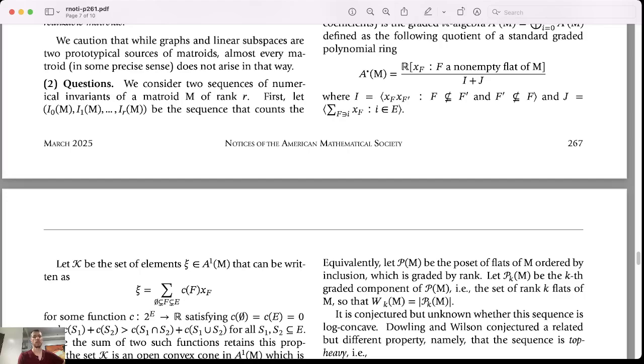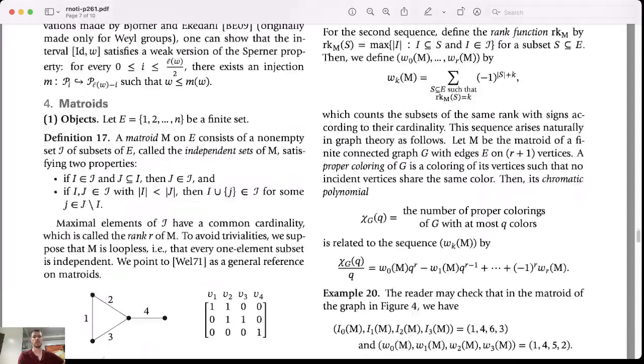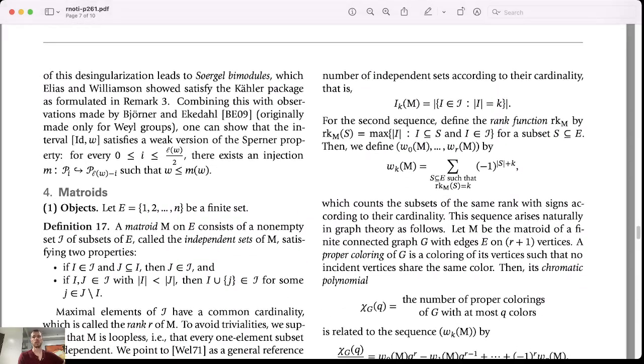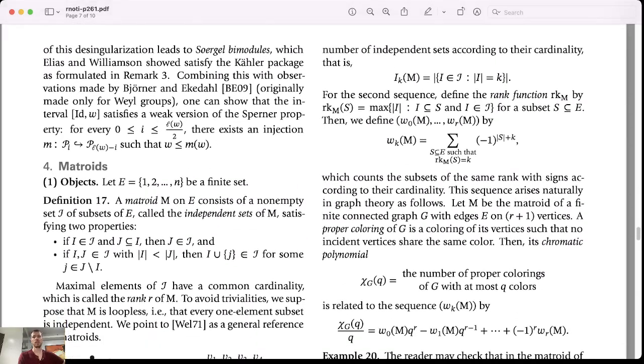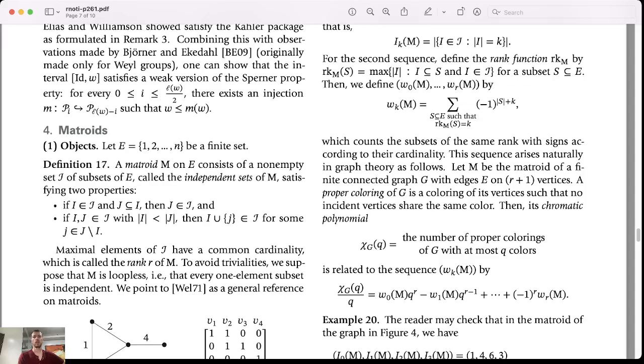Questions. We consider 2 sequences of numerical invariants of a matroid M of rank r. First, let I_0(M) through I_r(M) be the sequence that counts the number of independent sets according to their cardinality, that is, I_k(M) equals the cardinality of the set of I in 𝓘 such that |I| equals k. For the second sequence, we define the rank function r_k(M) by rank M.